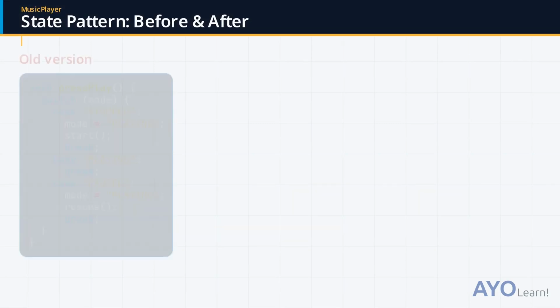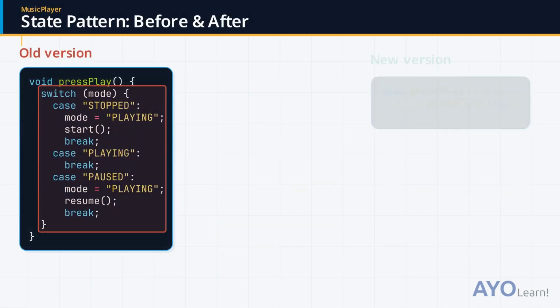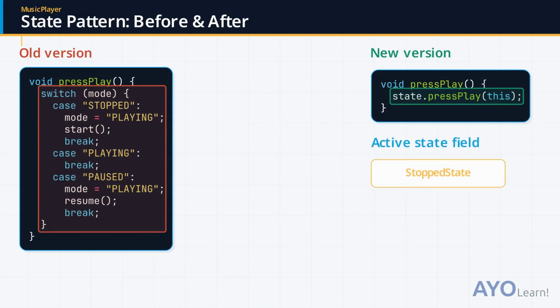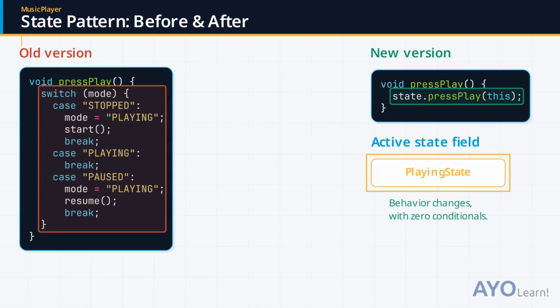Look at the two versions side by side. The old pressPlay was one long switch checking a mode string, tangled with dangerous branches. The new version is a single line, state.pressPlay(this). When the field swaps from StoppedState to PlayingState, the behavior changes automatically. The active state object decides the action with 0 conditionals.